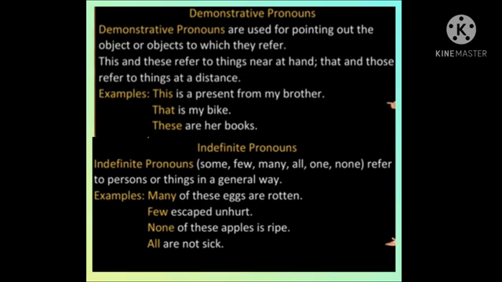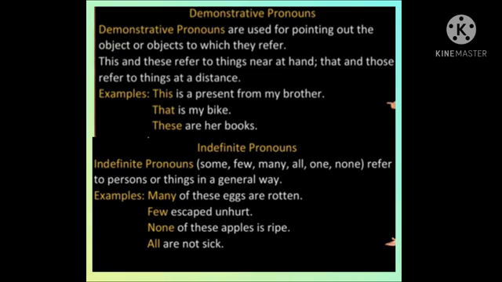Then we have that and those. That and those we use for things that are at a distance. For example, I am saying that is my car. That is far away and it is a singular one. Then I am saying those are my relatives. So these relatives are standing far from me and they are plural. So in order to show the demonstration, we have four pronouns: this, these, that and those.